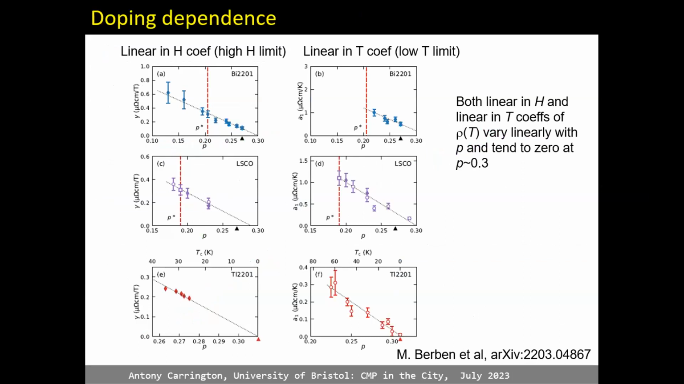And then the final thing I was going to show is this graph of how the linear in H component, so this is the linear in H coefficient in Bi2201, LSCO, thallium-2201, varies with doping. And then on the right panel is the linear in T resistivity. You can see that actually they're very strongly correlated. So the linear in H resistivity seems to occur wherever you get the linear in T resistivity, and both seem to vary in a way which in some way resembles the electron-phonon coupling in a conventional superconductor.